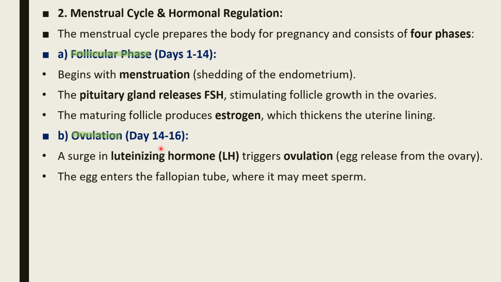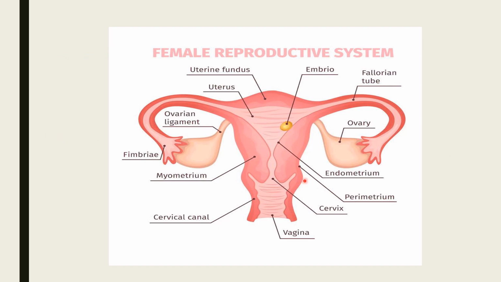Ovulation, day 14 to 16. A surge in luteinizing hormone, LH, triggers ovulation. The egg is released from the ovary and enters the fallopian tube, where it may meet sperm. So there is a high chance of pregnancy if copulation happens in the ovulation stage.